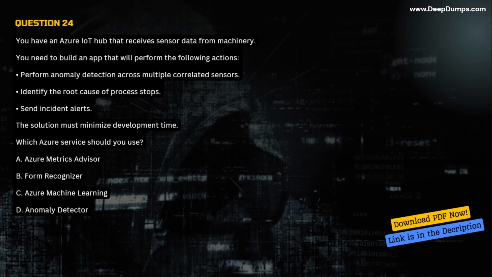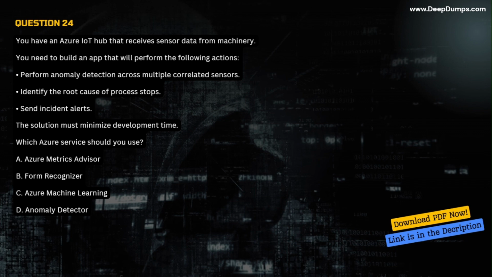Question 24. You have an Azure IoT Hub that receives sensor data from machinery. You need to build an app that will perform the following actions. Perform anomaly detection across multiple correlated sensors. Identify the root cause of process stops. Send incident alerts. The solution must minimize development time. Which Azure service should you use?